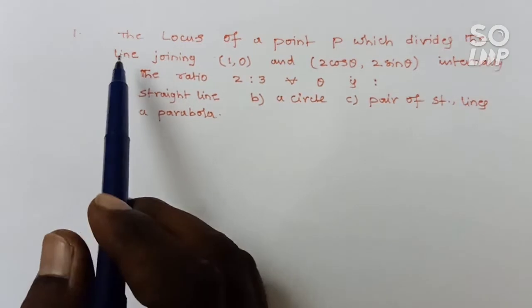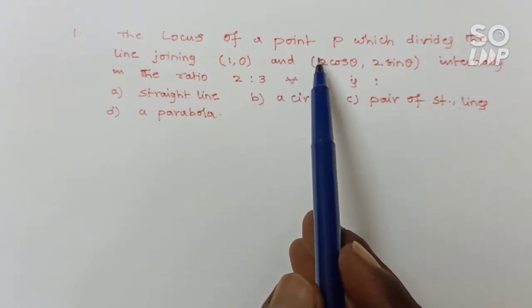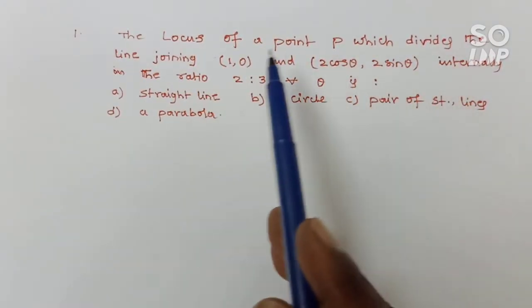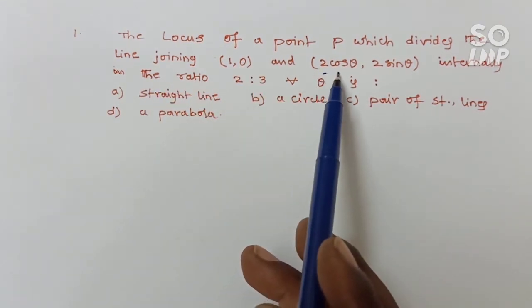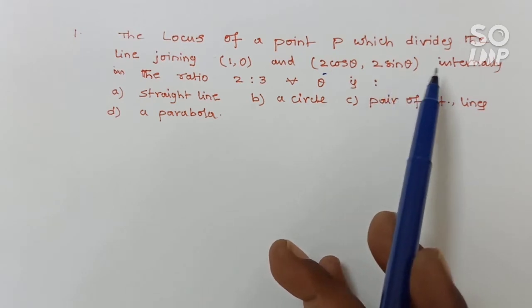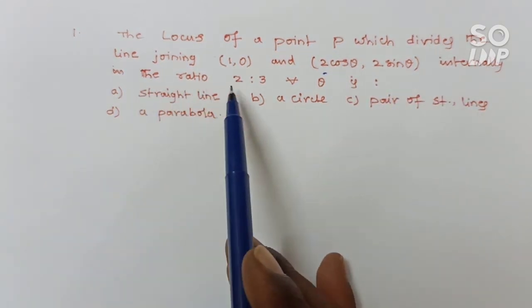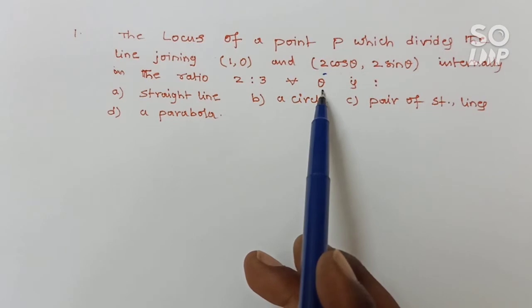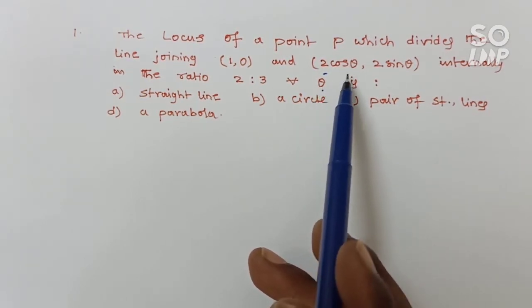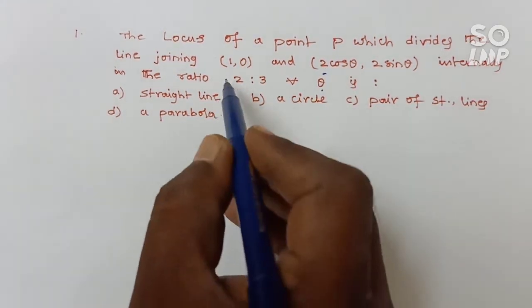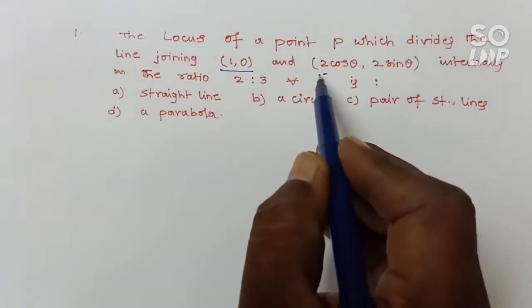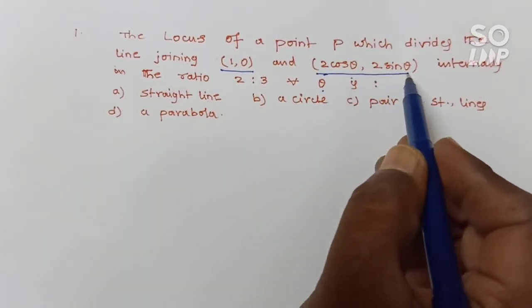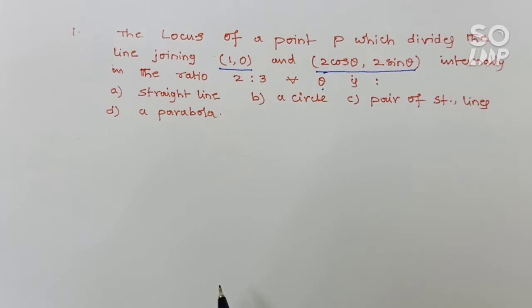Say the locus of a point P which divides the line joining (1, 0) and (2 cos theta, 2 sin theta) internally in the ratio 2:3, for all theta. For all theta means for any theta value. So now you take (1, 0) as one point, and (2 cos theta, 2 sin theta) as another point.